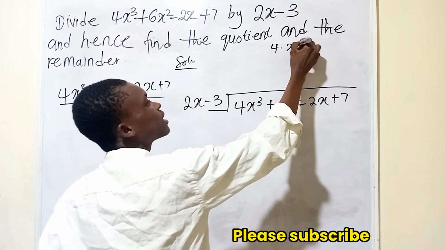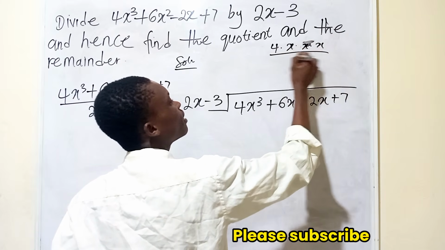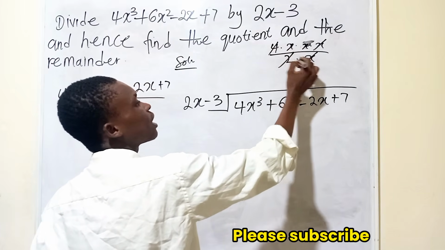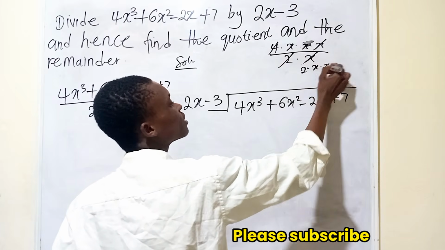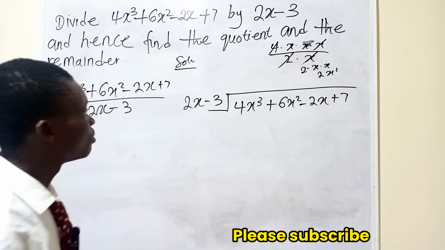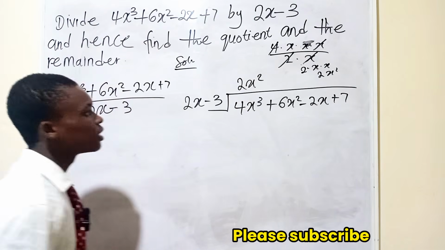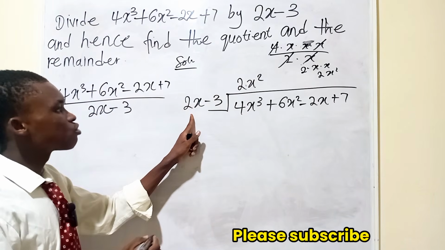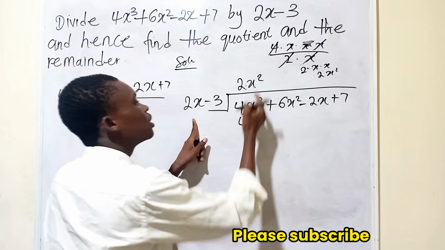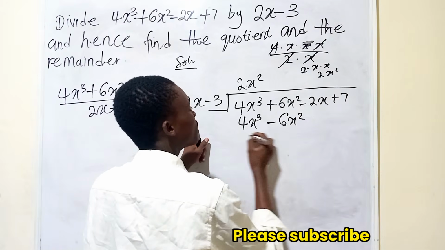4x cubed is 4 times x times x times x, all divided by 2 times x. So this will cancel out this, this will cancel out this, and we have 2 times x times x. So 2 times x is 2x squared. That means 4x cubed divided by 2x gives us 2x squared. Now 2x squared times 2x gives us 4x cubed. 2x squared times negative 3 gives us negative 6x squared.